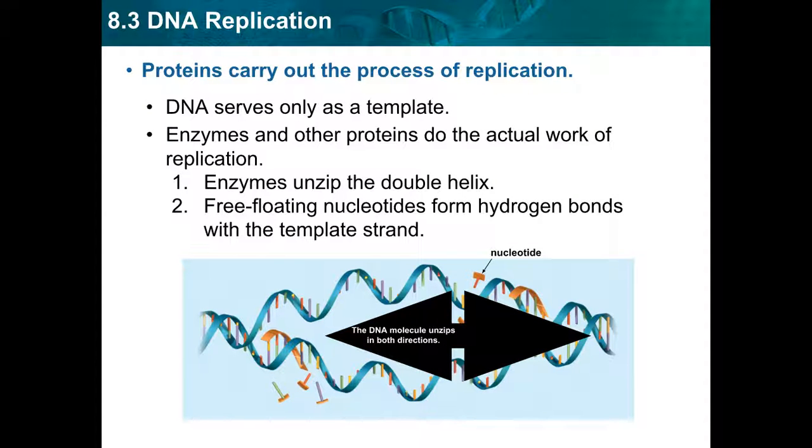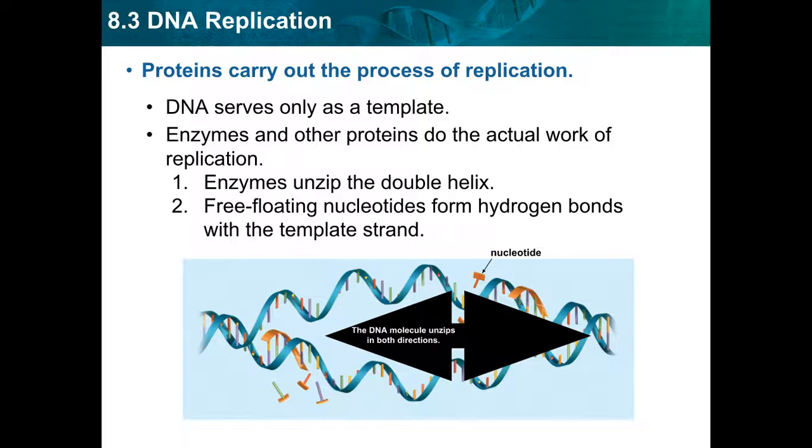So remember, we talked about how the DNA will serve as a template. Well, then the actual work is done by these specialized proteins called enzymes. So the first thing that these enzymes will do is they will unzip the double helix DNA. They will separate it into the two sides, two equal halves. Next, free-floating nucleotides will come up and they will form hydrogen bonds with the template strand.